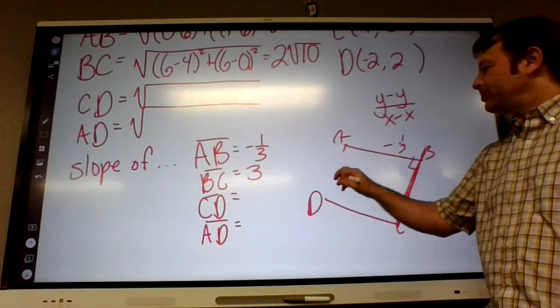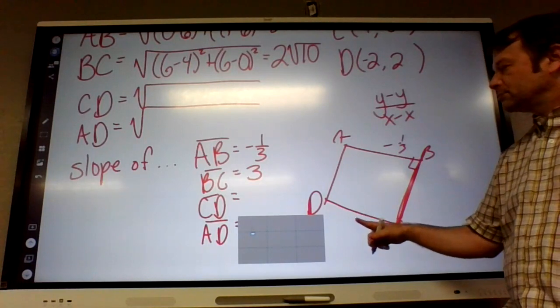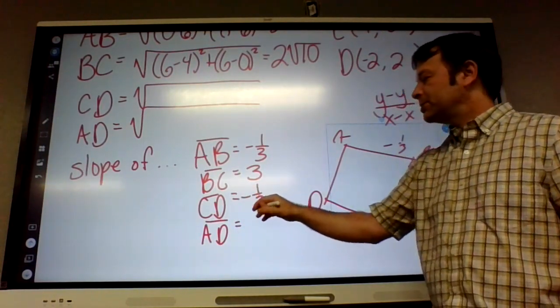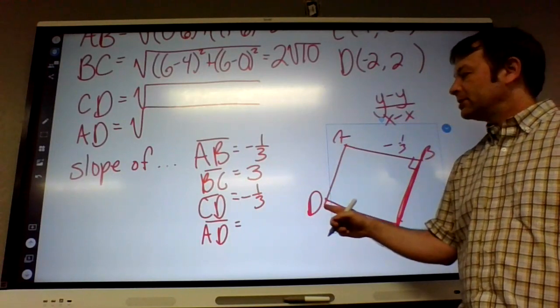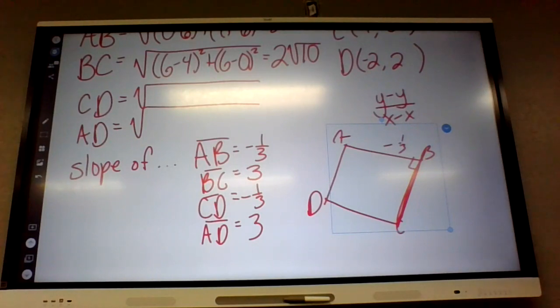So what should be the slope of CD or DC? The same, -1/3. These are parallel. What should the slope of AD be? 3. That makes sense.